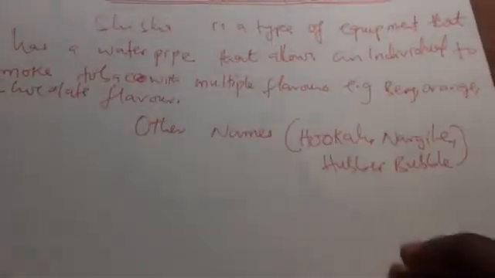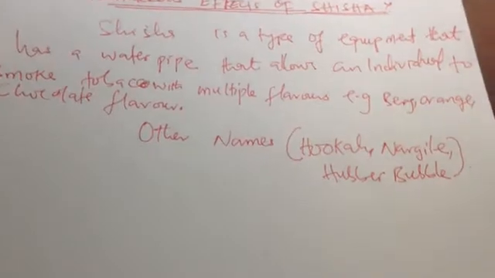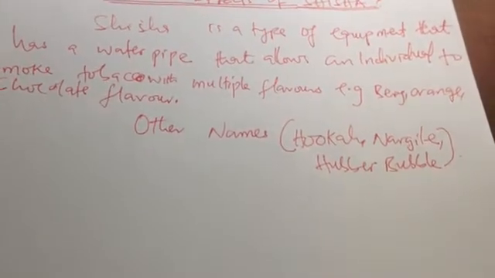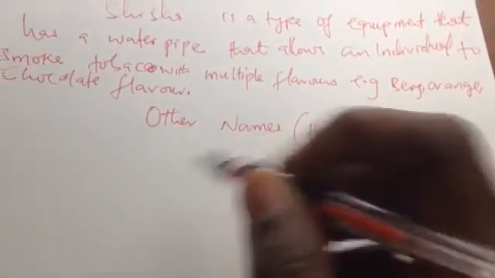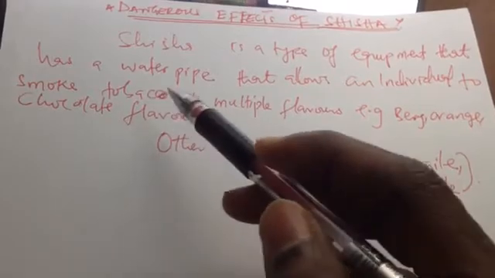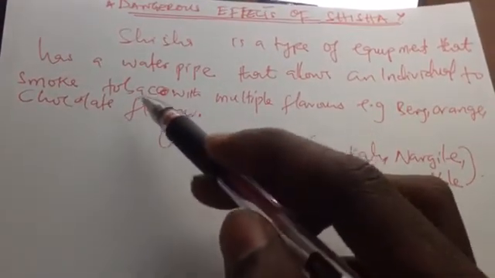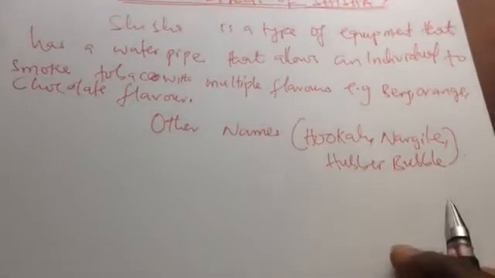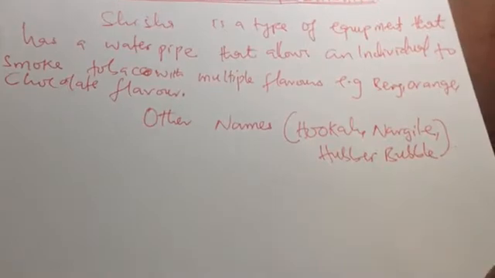So since the beginning of the lecture, I showed how the shisha apparatus works. This tobacco is the main concern when it comes to the dangerous effects of the shisha. The tobacco contained in the shisha is the main concern, because it is a mixture of toxins.